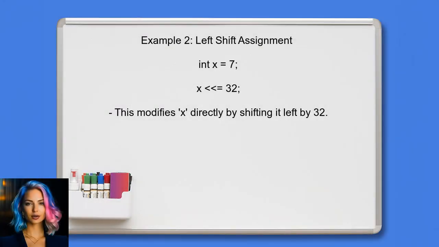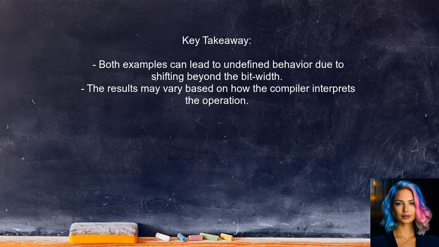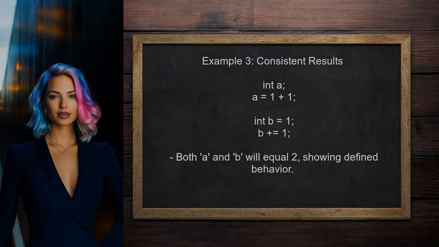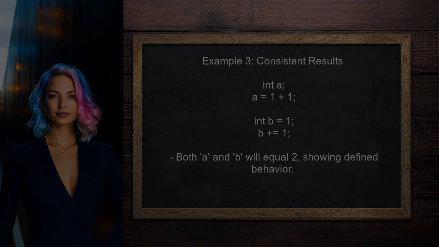Now, let's examine the second example where the user uses the left-shift assignment operation. Here, the user starts with the variable x, initialized to 7, and then shifts it left by 32 positions. Similar to the first example, shifting x left by 32 also results in undefined behavior. However, since x is being modified in place, the outcome may differ based on the compiler's handling of the operation. In contrast, the last two examples demonstrate operations that yield consistent results. The user adds 1 to both A and B, and both operations are well-defined, leading to predictable outcomes.